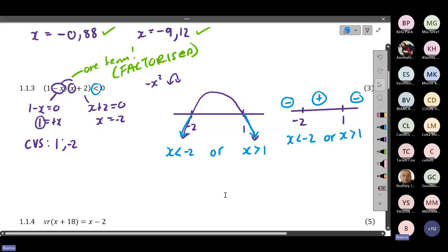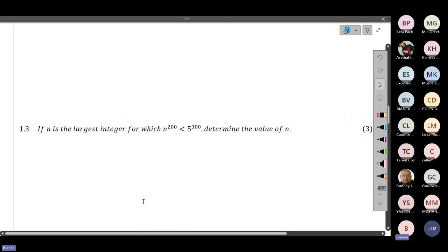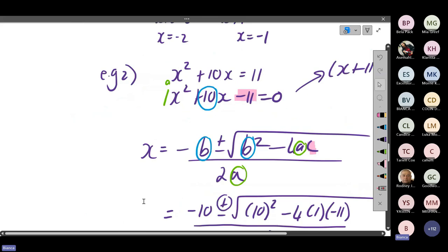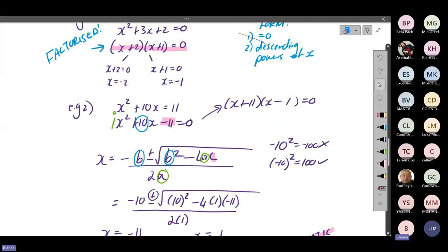While we wait for Inkwenkwezi's question, I just want to explain to you the square root part. And then we're going to do a little bit of simultaneous and then you're on your own for a little bit longer. Okay. All right, let's go through some basics.